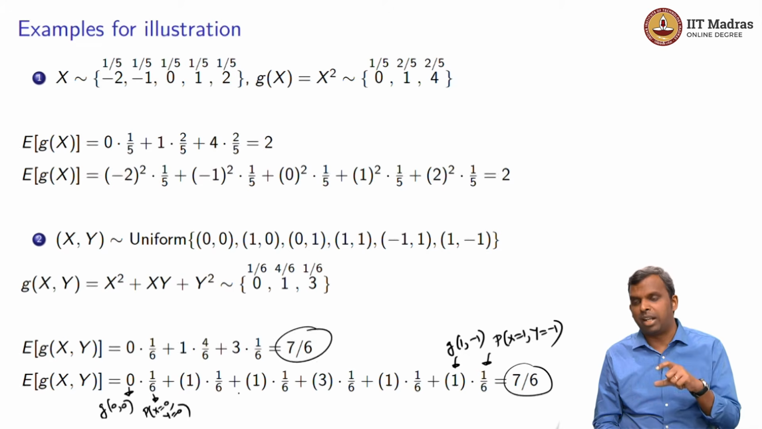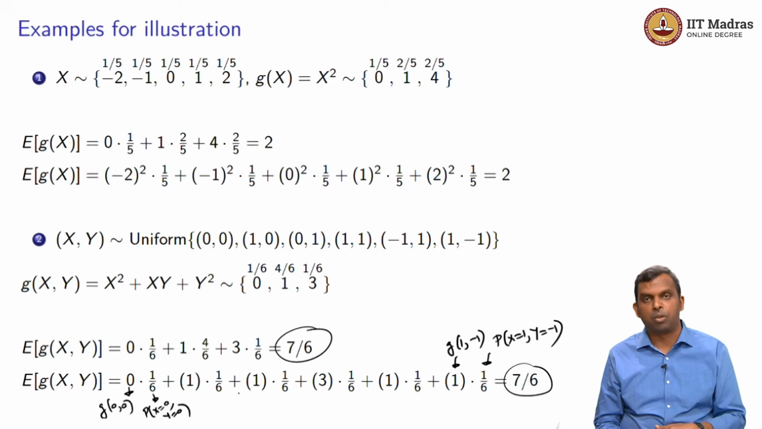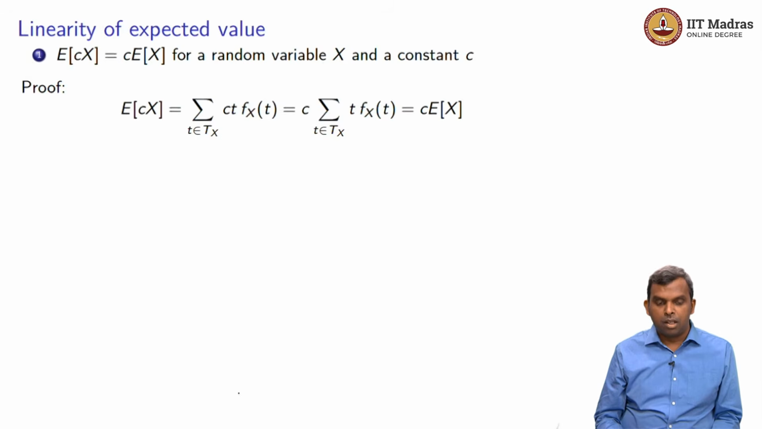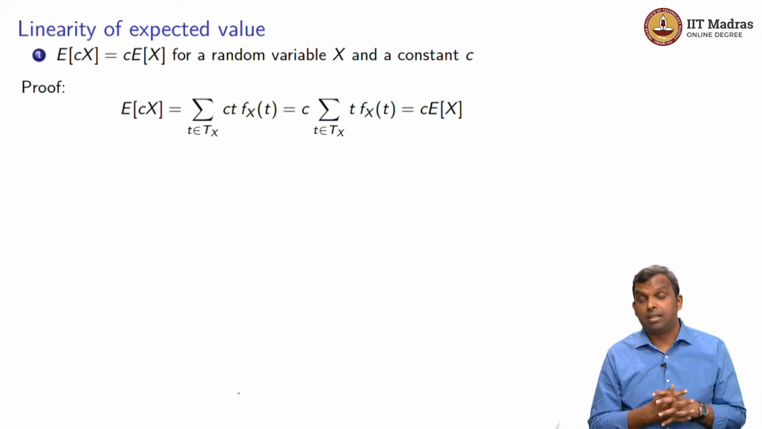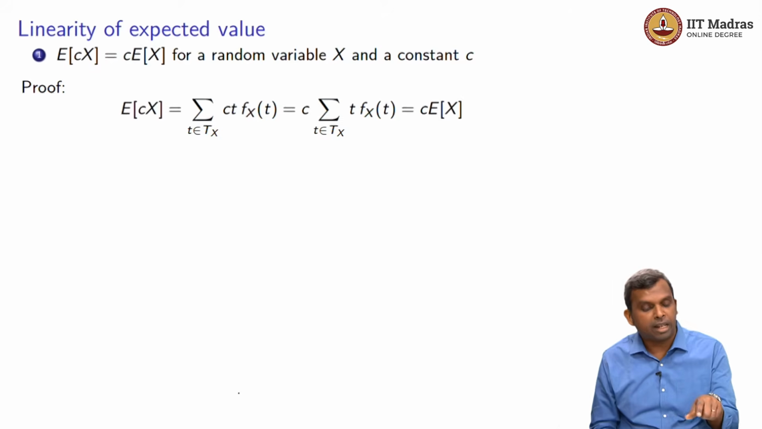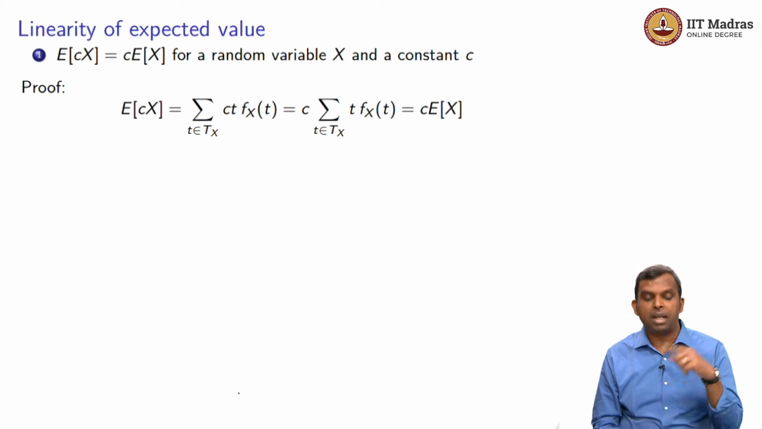If you have a function of n random variables, you don't need to find the distribution of that function. You can simply use the original distribution and add up over all possible values. You will get the same expected value. Okay. So this function property leads to this wonderful thing called linearity of the expected value. Okay, the expectation or the expected value is linear in some sense. What is linear? If you take expected value of c times x, it's the same as looking at expected value of x and then multiplying by c.